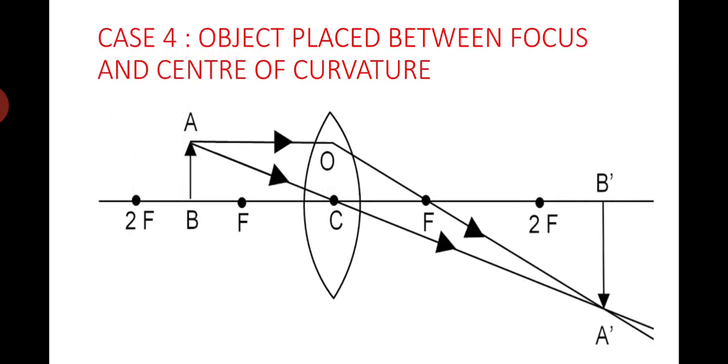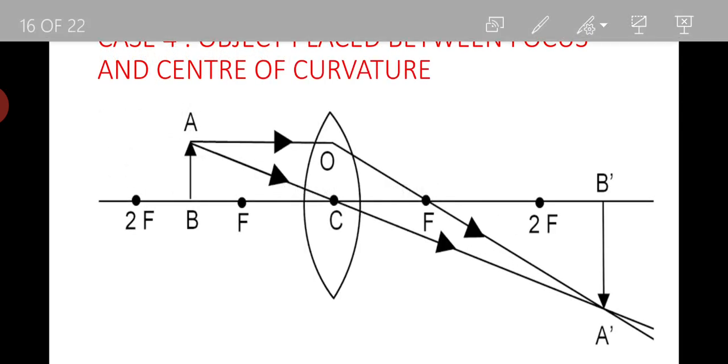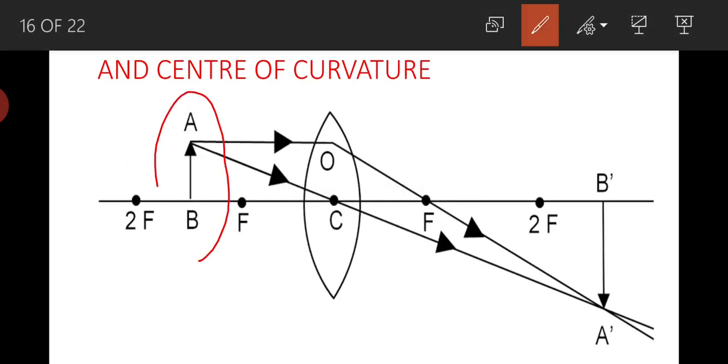Next, case 4, object placed between focus and center of curvature. When object is placed between focus and center of curvature, here again we will use two light rays, that is light ray which is passing parallel to principal axis, it will pass through focus, and second light ray which is passing through optic center, it will move straight without any deviation. Hence these two light rays are meeting beyond 2f.